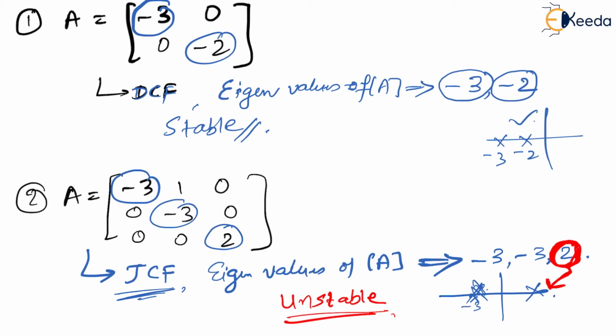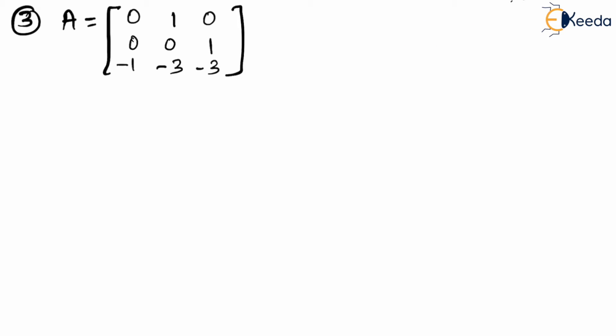Now let us take another example. So now it is in what form? It is definitely in controllable canonical form, because you have 0 1 0, 0 0 1, and then the last row, minus 1 minus 3 minus 3. Right. Now what are we supposed to know? Controllable canonical form does not give you stability directly, right? So let us try to form the transfer function.